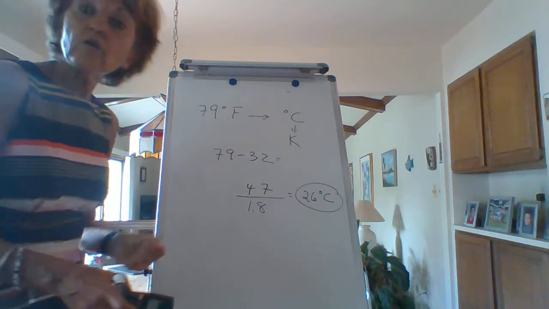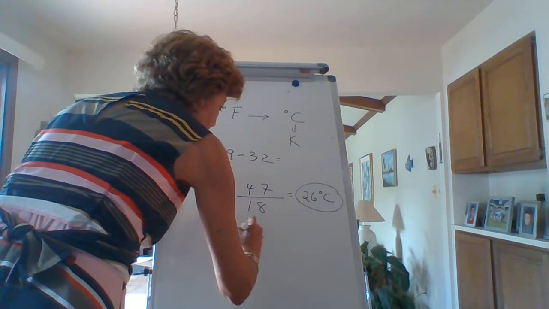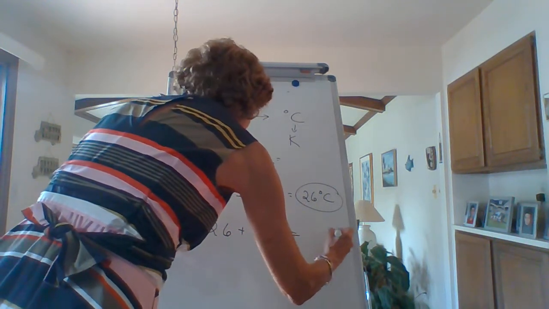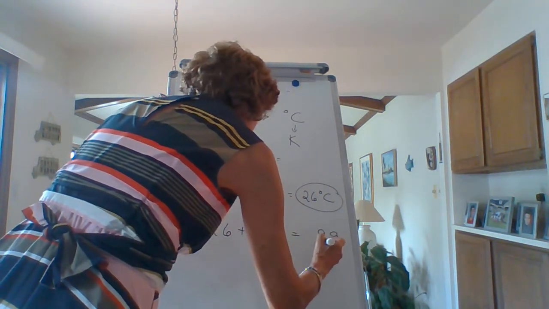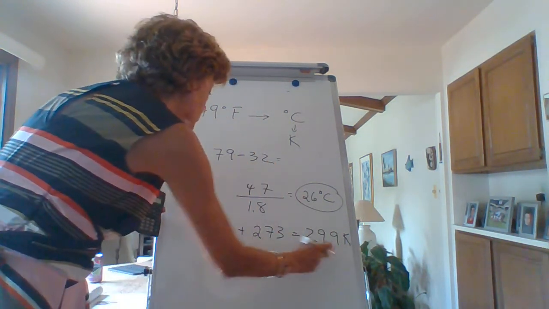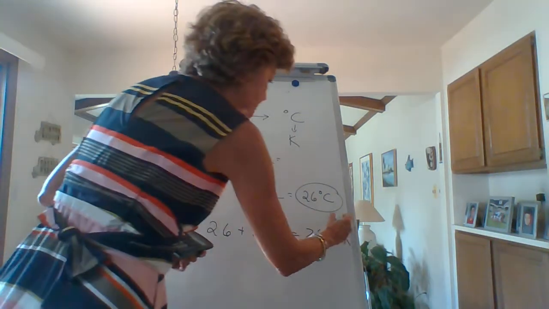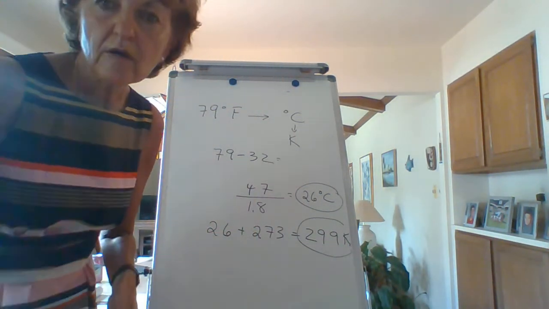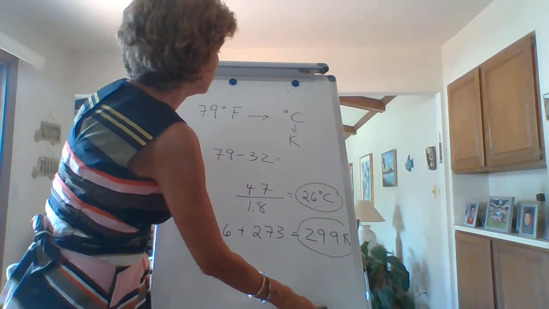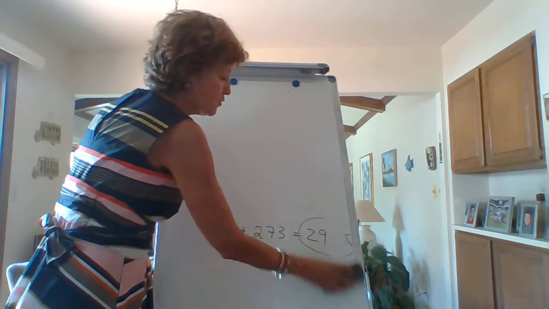Okay. How do I convert that to Kelvin? I take my 26 and add 273 to it, and you end up with 7 plus 2 is 9, 3 plus 6 is 9, 7 plus 2 is 9, 299 Kelvin. Okay, so that's just a quick use of these conversions, these formulas. You should be able to do that.